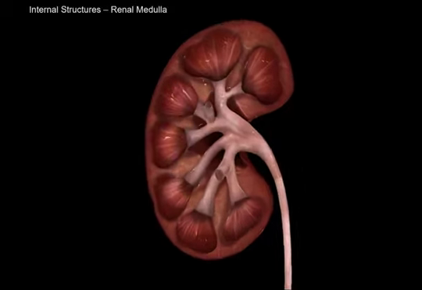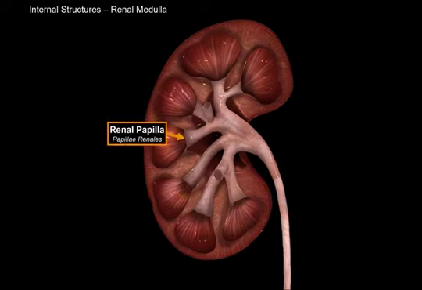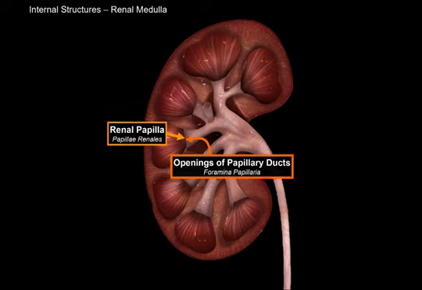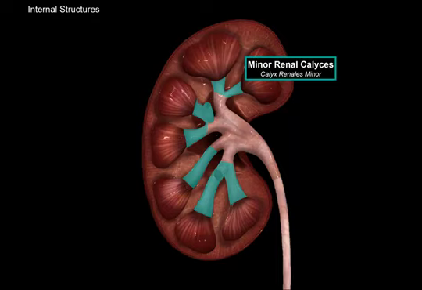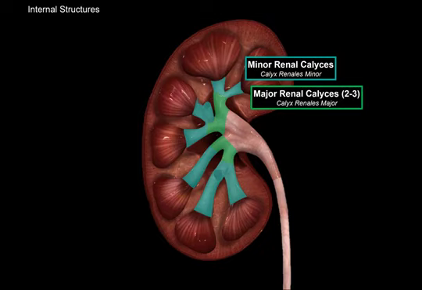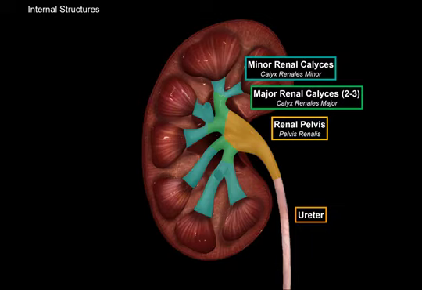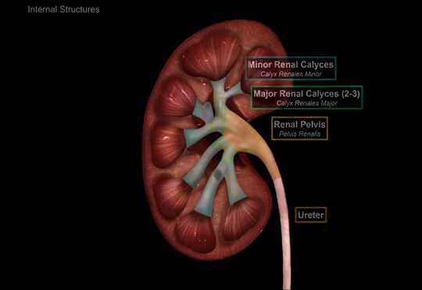Okay, so let's continue from the renal papilla. The renal papilla are going to have these openings of the papillary ducts, which lead the urine from the pyramids towards the minor renal calyces, and these minor renal calyces are going to fuse into major renal calyces. And there are usually 2 to 3 of these major renal calyces within one kidney. The urine will then flow into the renal pelvis and then go down towards the ureter. So that's all we need to know regarding the anatomy of the kidney.